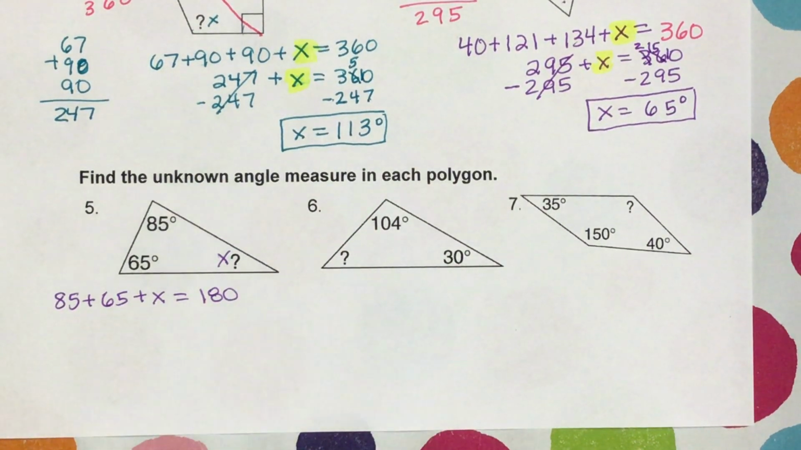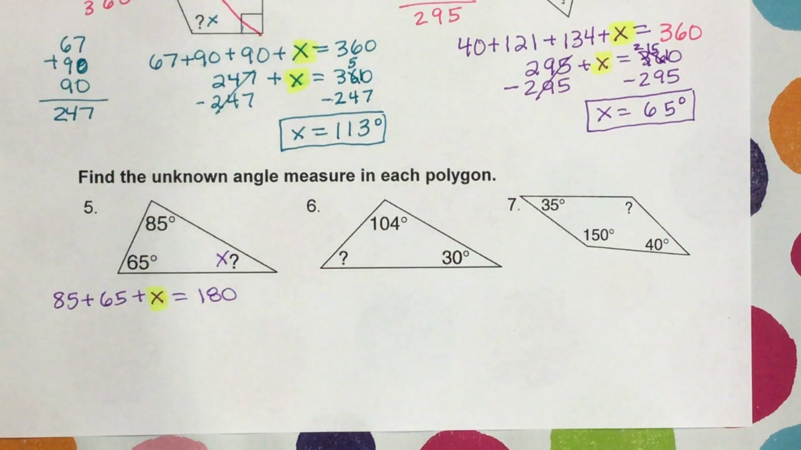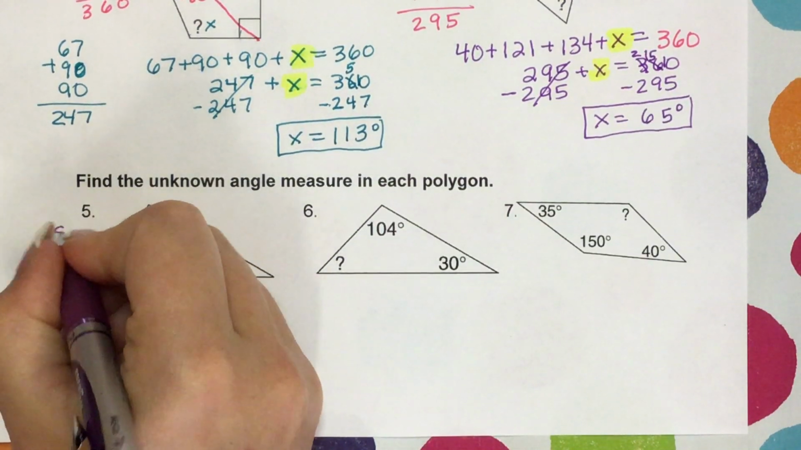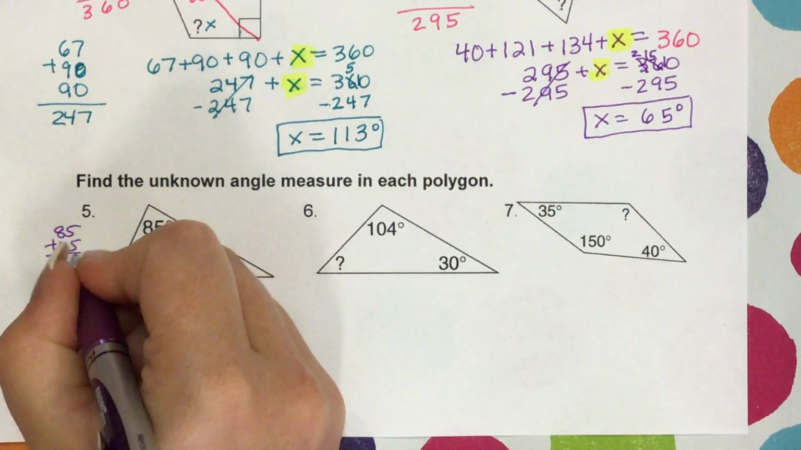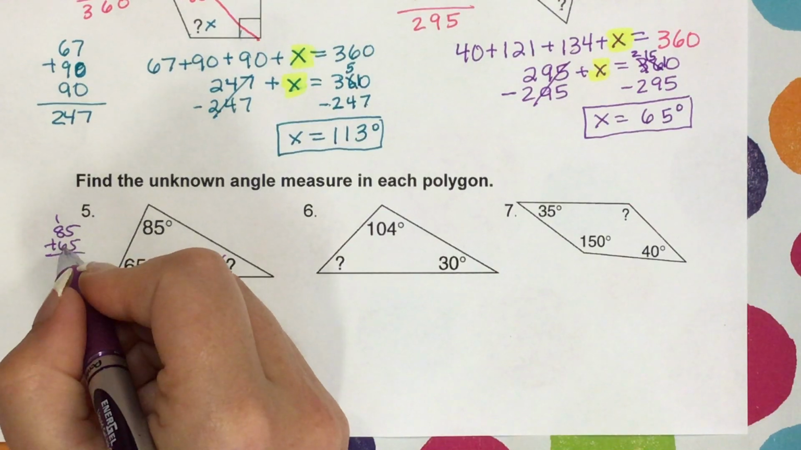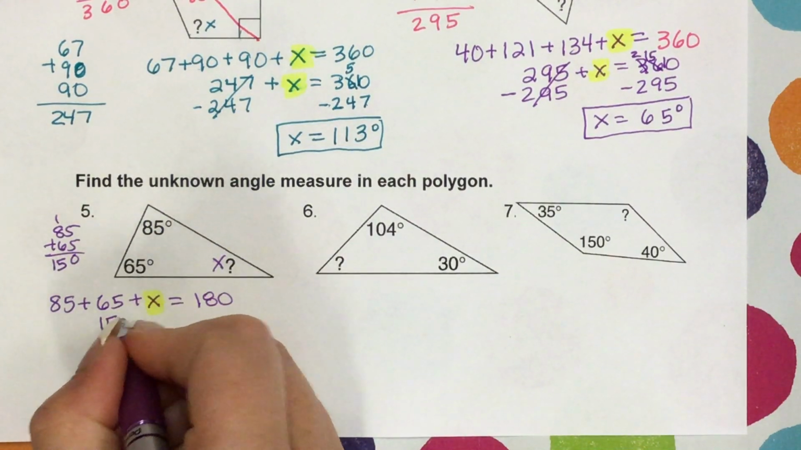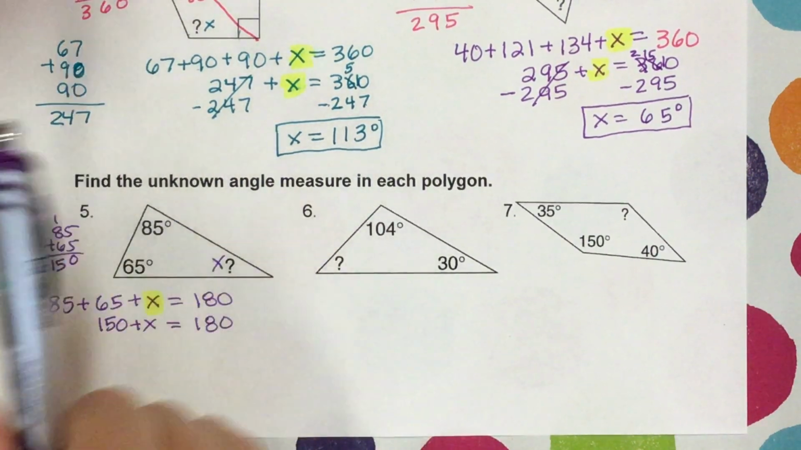Perfect. Okay, so we're trying to get x by itself. But first, I see that I need to combine these like terms. So I'm going to add those numbers up here out of the way. 85 plus 65. 5 plus 5 is 10. Write the 0, carry the 1. 8 plus 6 is 14, plus 1 is 15. So that makes that 150 plus x equals 180.